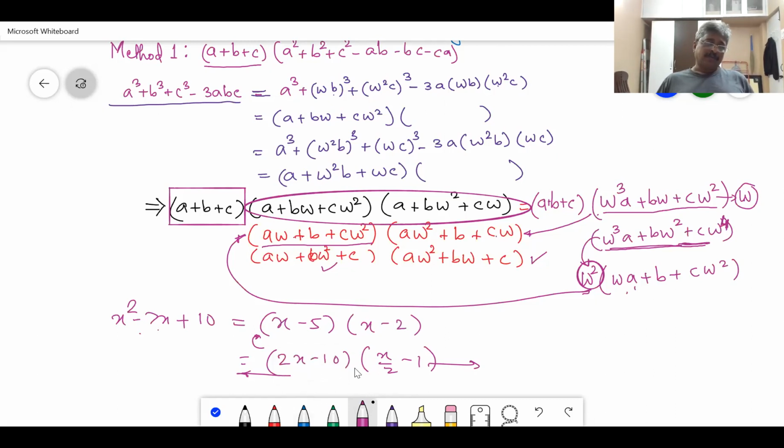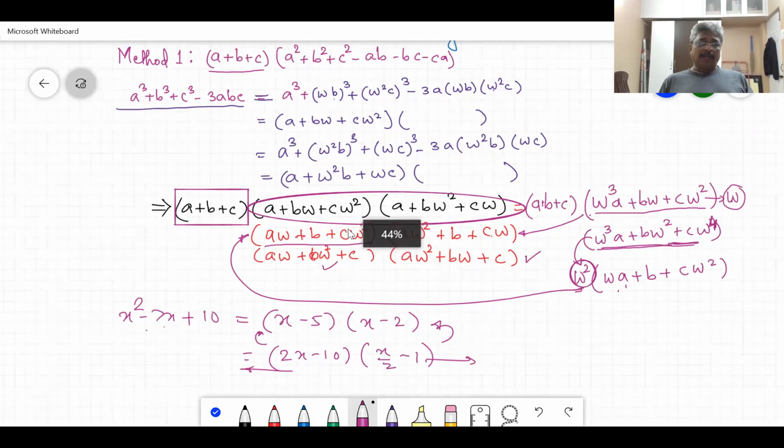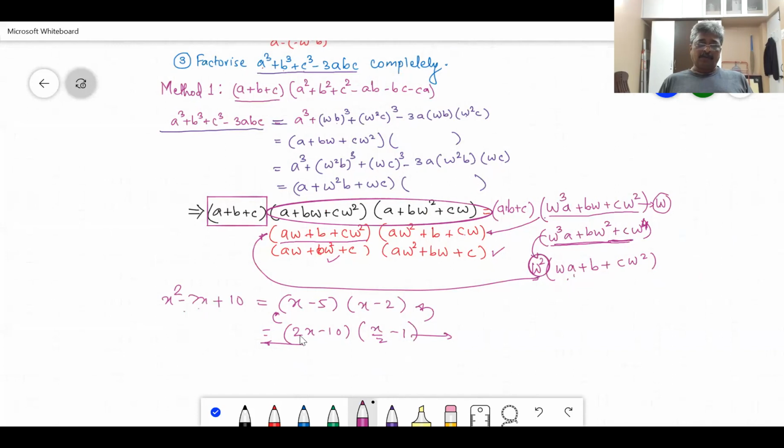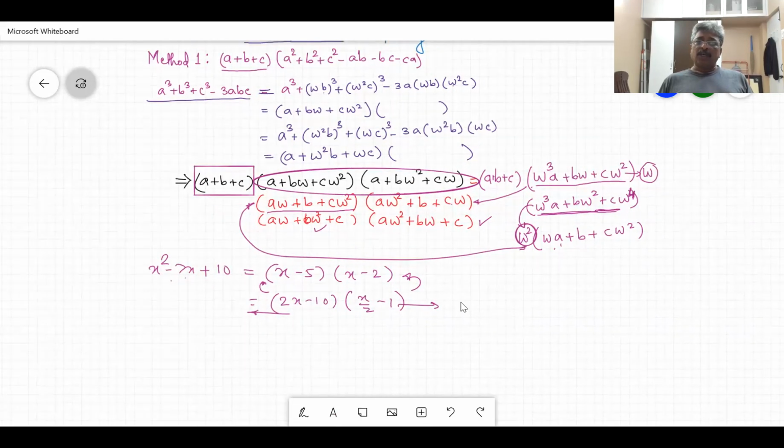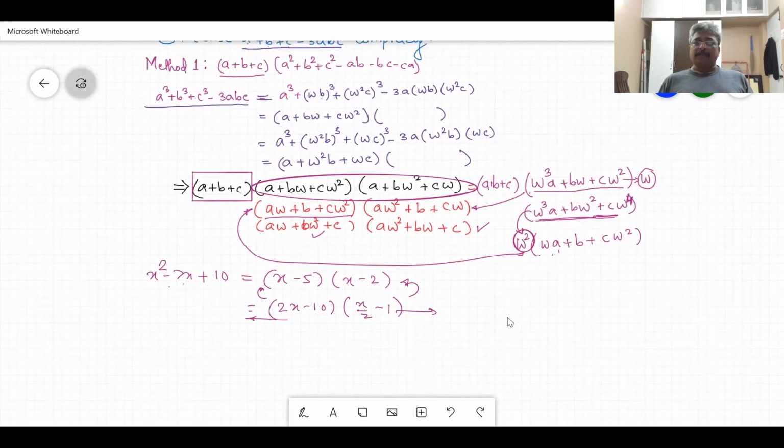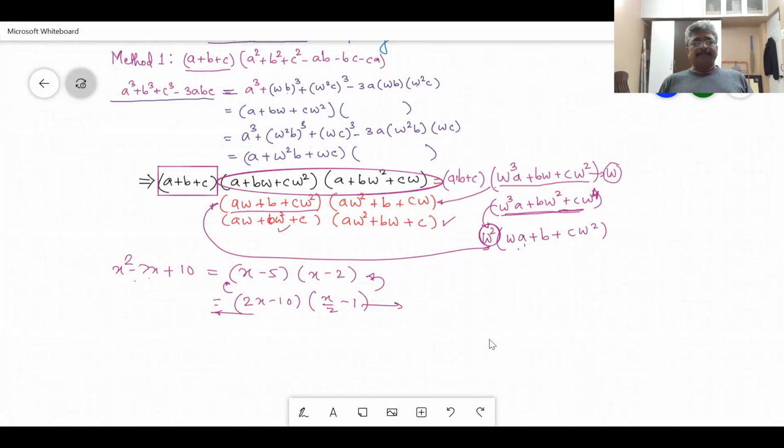Yes. To get this factor. I think I have explained it. Let us move. This was method number 1. So I am supposed to give you method number 2, which is brute force, hard work. If you are ready for hard work, you will understand the second method. Let us do it.